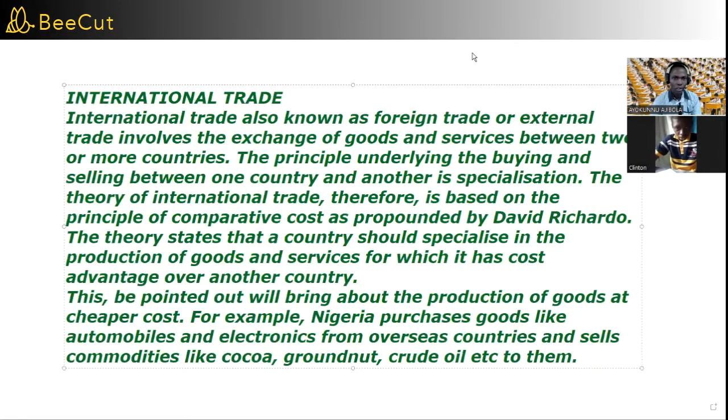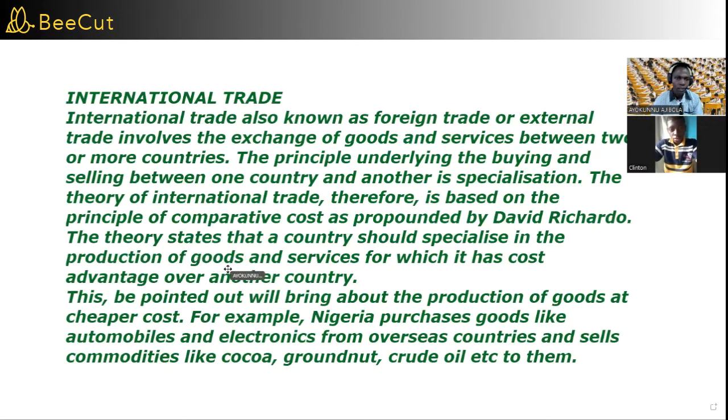International trade is also known as foreign trade or external trade, which involves the exchange of goods and services between two or more countries. It becomes international because it cuts across the nations. So the principle underlying the buying and selling of goods and services between one country and another is called specialization. So the theory of international trade, therefore, is based on the principle of comparative cost, as propounded by David Ricardo.